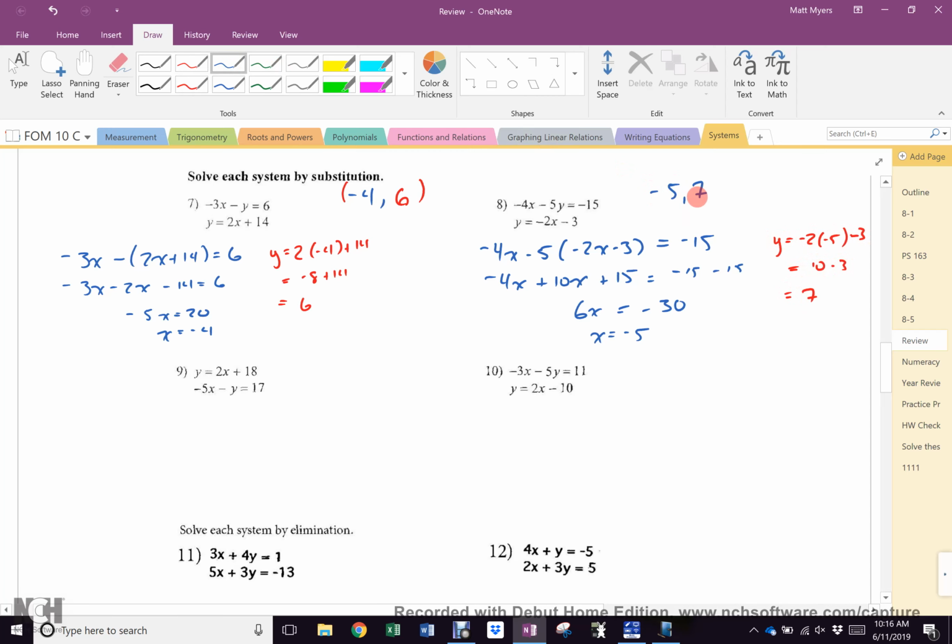Negative 5, 7. All of these are worth 2 marks. And of course you could check it. 20 minus 35 equals negative 15, and I know I have done it correctly.